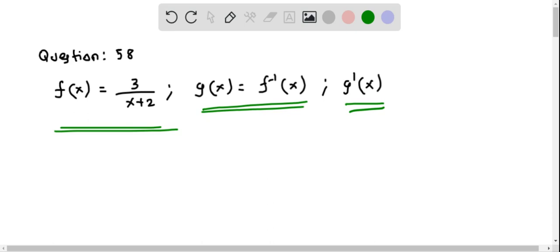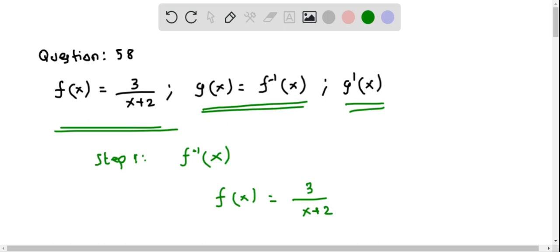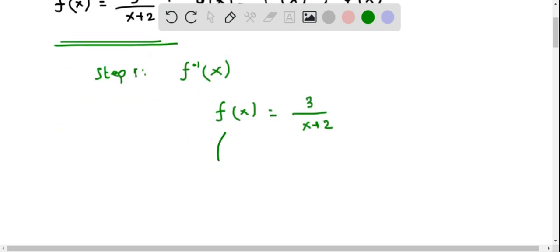As we did before in question 57, we are going to first find the f inverse of x, which is basically g of x. Let me copy this function first: f of x equals 3 over x plus 2. We then replace f of x by y, which is the first step in finding the inverse of this function. So this becomes y equals 3 over x plus 2.